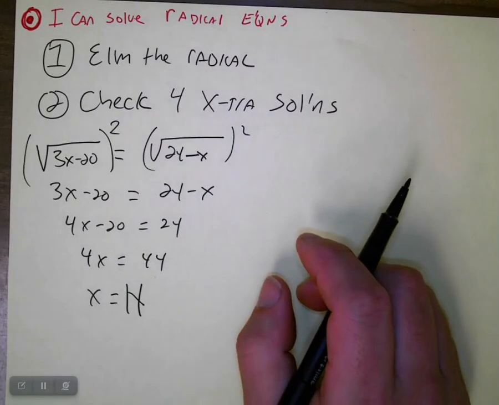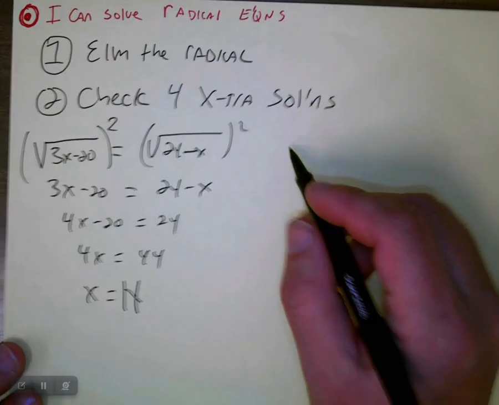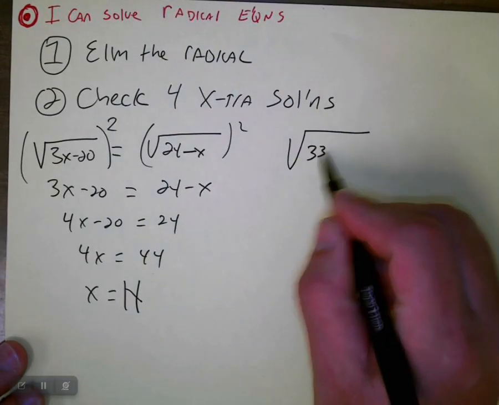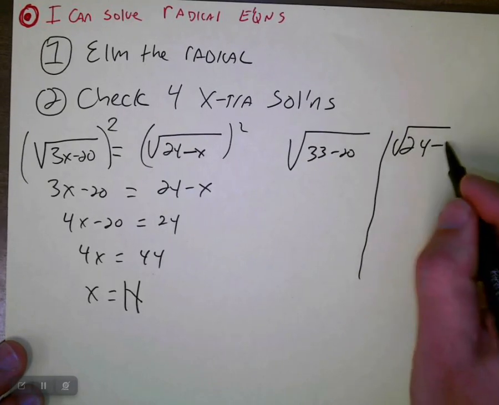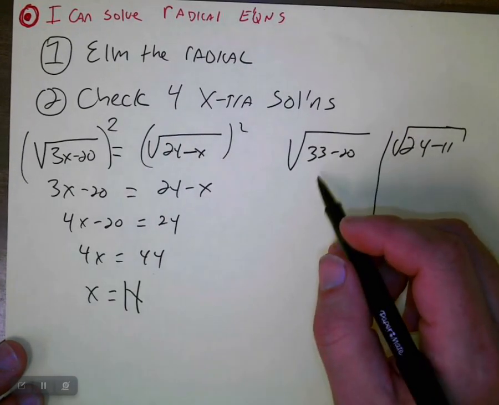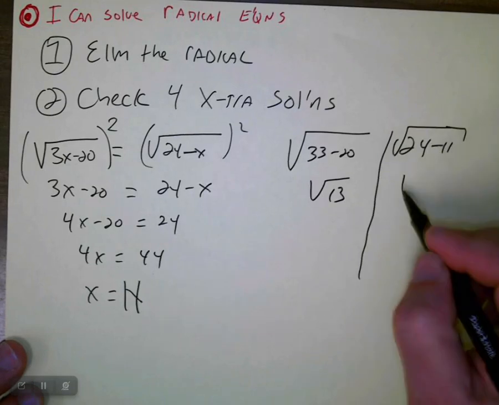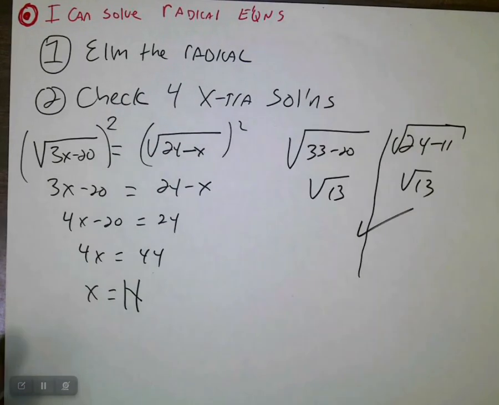And then you take that and you plug it in. So if you plug it in, I'm going to do 33 minus 20. Is that equal to the square root of 24 minus 11? So 33 minus 20 is the square root of 13, and this is the square root of 13. Yeah, we're good right there. That works. That's actually super great. All right.